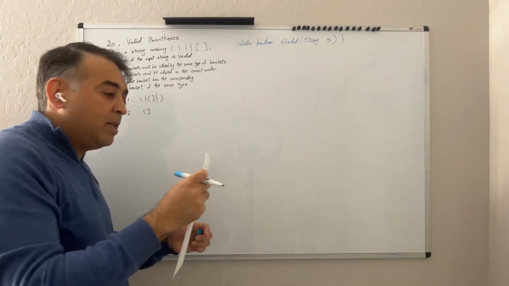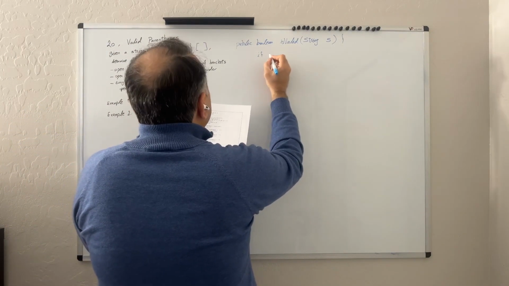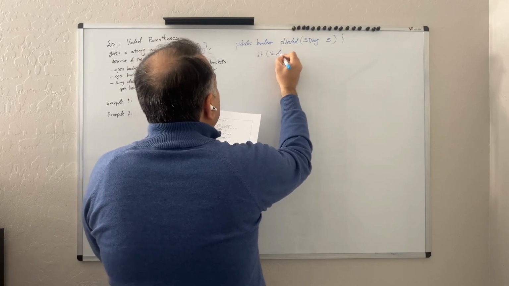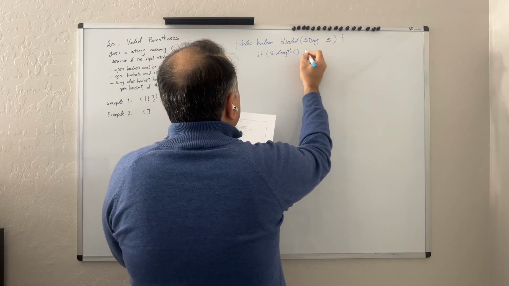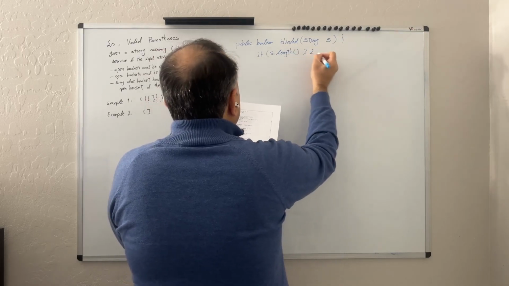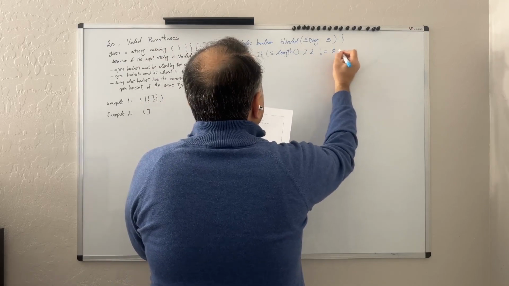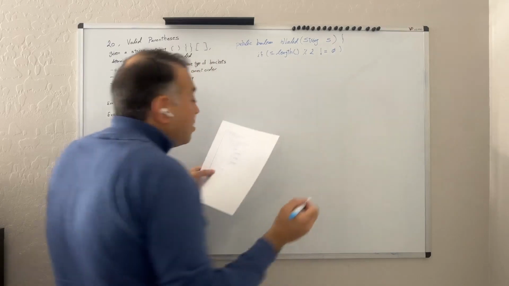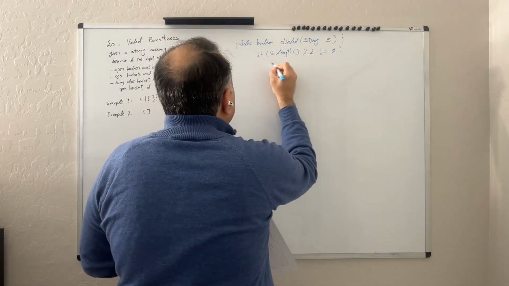How can I check that it's even? I can check if the remainder of the length of the string divided by 2 is not equal to 0. Then I can assume this is not a valid string, and I can immediately return false.